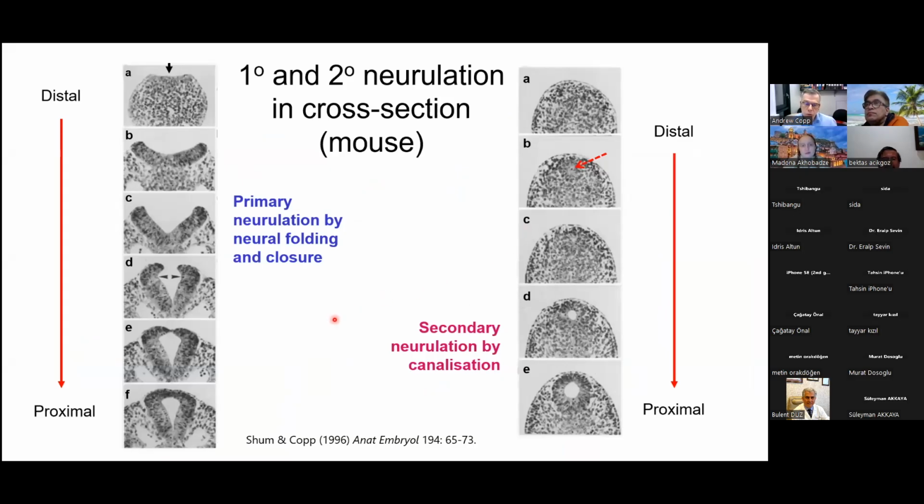So if we look in cross-section now, and these are mouse data, primary neurulation on the left, secondary on the right. What we've done here is to take the caudal, the low spinal region. This is the posterior neuropore, and we've sectioned through it from distal, from the most caudal end up to the proximal end where the neural tube is formed. And so what you can see is that distally there's a tail bud. I'm going to talk more about that in a moment.